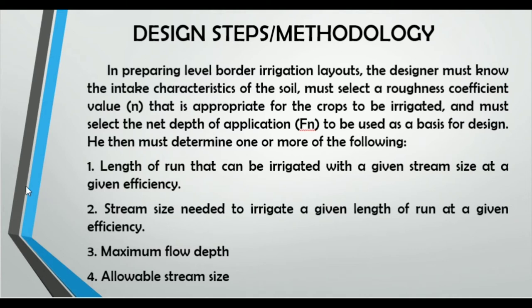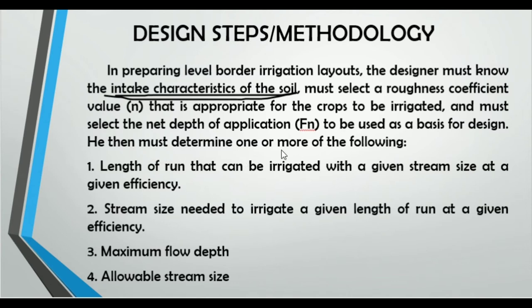So for the next topic, the design steps or methodology. As I said a while ago, we have the level and the graded border. That is what we typically use in the field, the level and the graded border irrigation. So in preparing level border irrigation layouts, the designer must know the intake characteristics of the soil. This is what you do in planning. You have to take all this information, must select a roughness coefficient that is appropriate for the crops. You also need to know your crop requirements, and must select the net depth of application, or Fn, to be used as a basis for design.